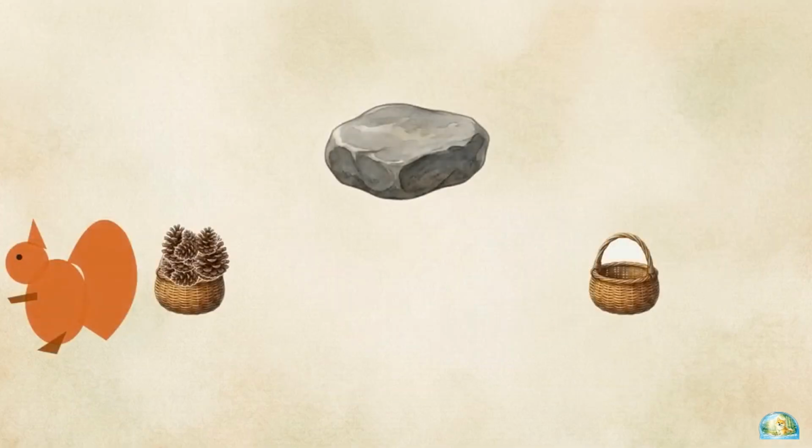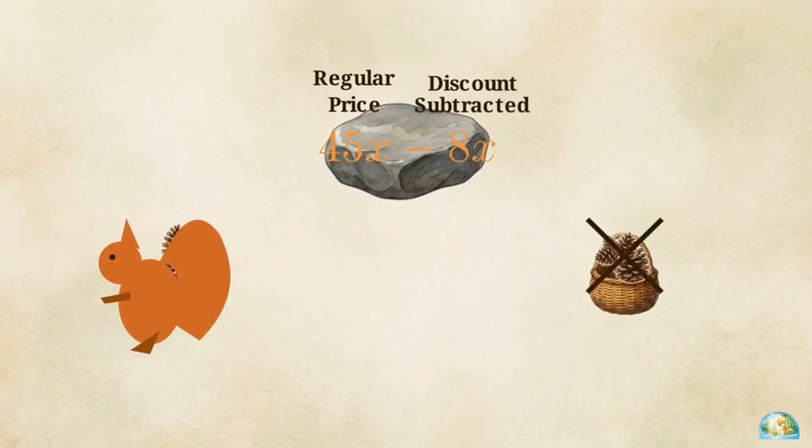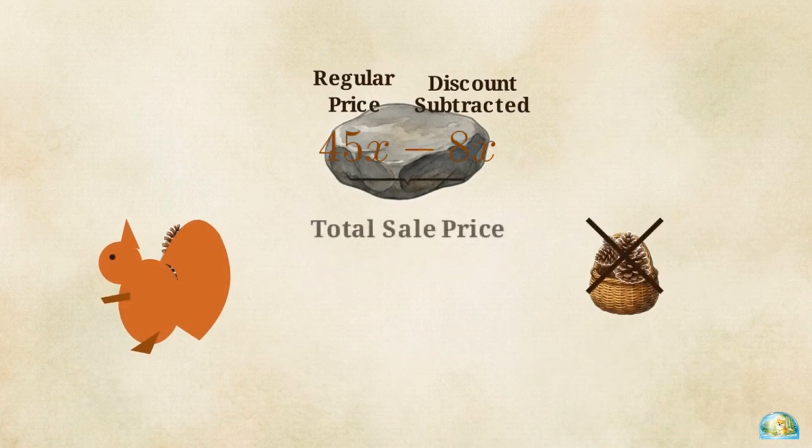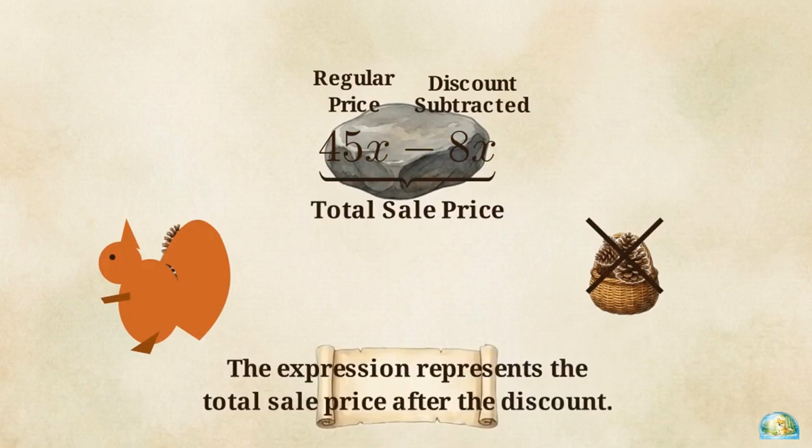Next, a store models the sale price of X jackets with 45X minus 8X. What does the full expression represent? The first term, 45X, is our starting point. It is the regular total price of the jackets. The subtracted term, 8X, acts against that starting price. It is the total amount subtracted as a discount. So 45X minus 8X is the total sale price after discount. The expression represents the total sale price after the discount.